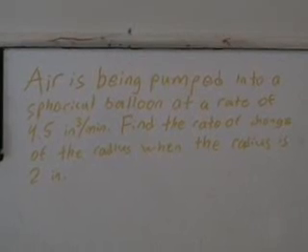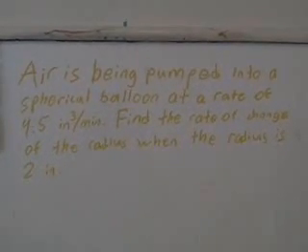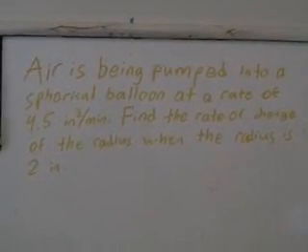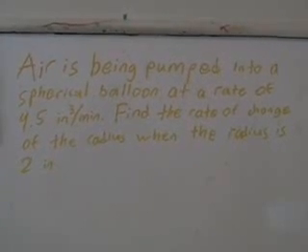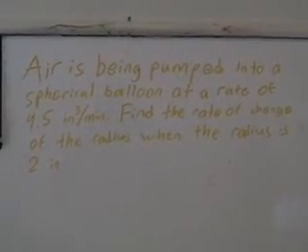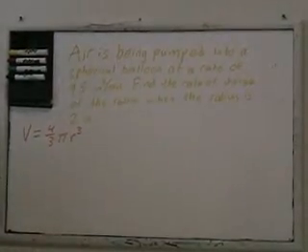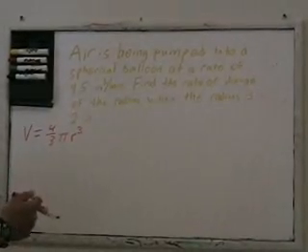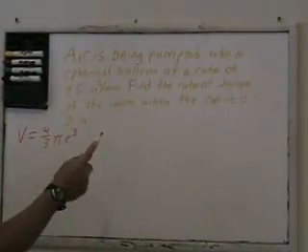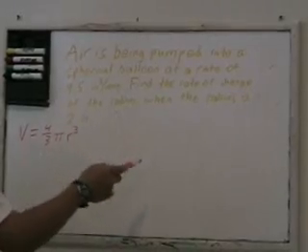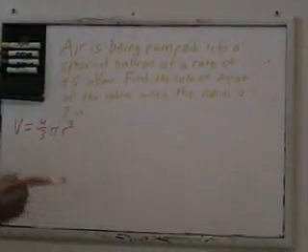Air is being pumped into a spherical balloon at a rate of 4.5 cubic inches per minute. Find the rate of change of the radius when the radius is 2 inches. Alright, so this is a typical related rates problem. They want you to find the rate of change of the radius at a specific time when the radius is 2 inches. Okay.